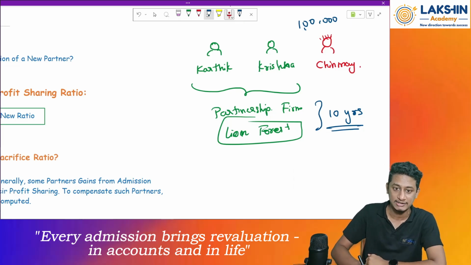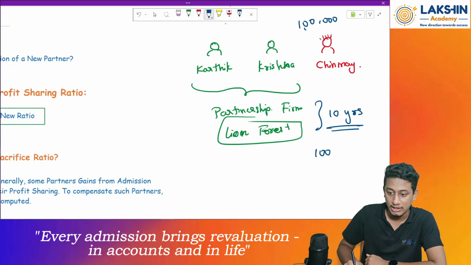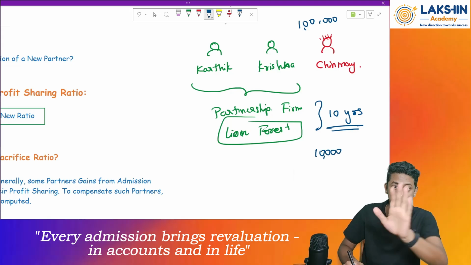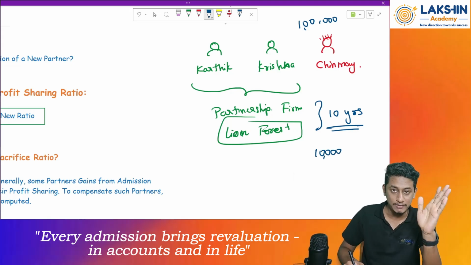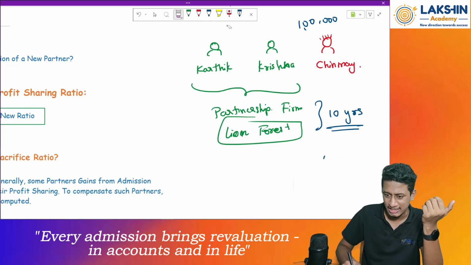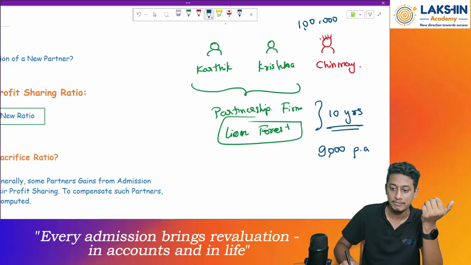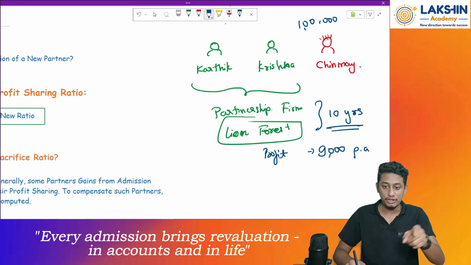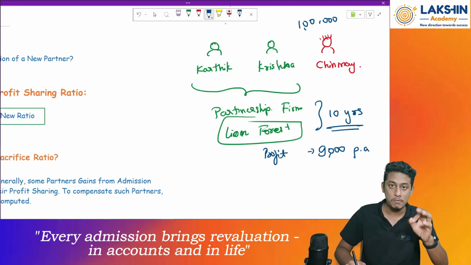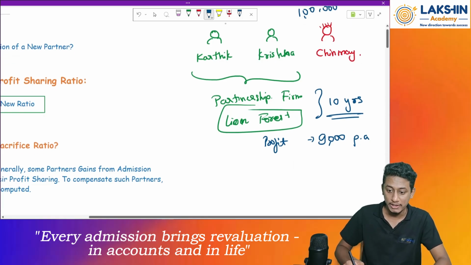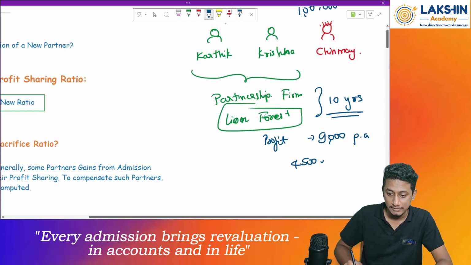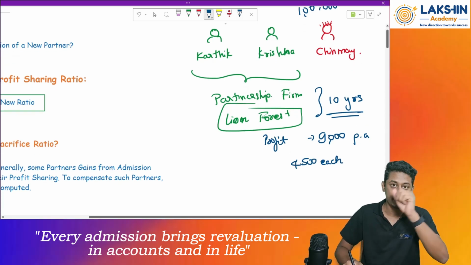Why profits? See, let us say the firm is earning a profit of 10,000. Okay, let's change the figure a bit. Say 9,000 per annum is the profit I am making. Now if I have to divide this equally between Krishna and Karthik, how much will each of them get? Rupees 4,500 each, right? Because I am dividing the profits equally.